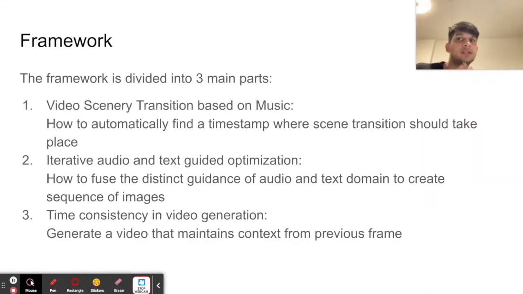All right, the framework is divided into three main parts. The video scenery transition based on music, which is basically where you want to cut the video so that you want the video to change with the music. So where would you cut it? We're basically cutting the music into segments. Then we have iterative audio and text guided optimization, which is: if the audio says elephant and the text says tiger, which one would you use? How would you diffuse the two? So that's what that part's about. And then time consistency in video generation, which is basically you want any two frames to be consistent in a way where they have a certain flow. It can't just be tiger, elephant, like that won't be aesthetic for us to enjoy.